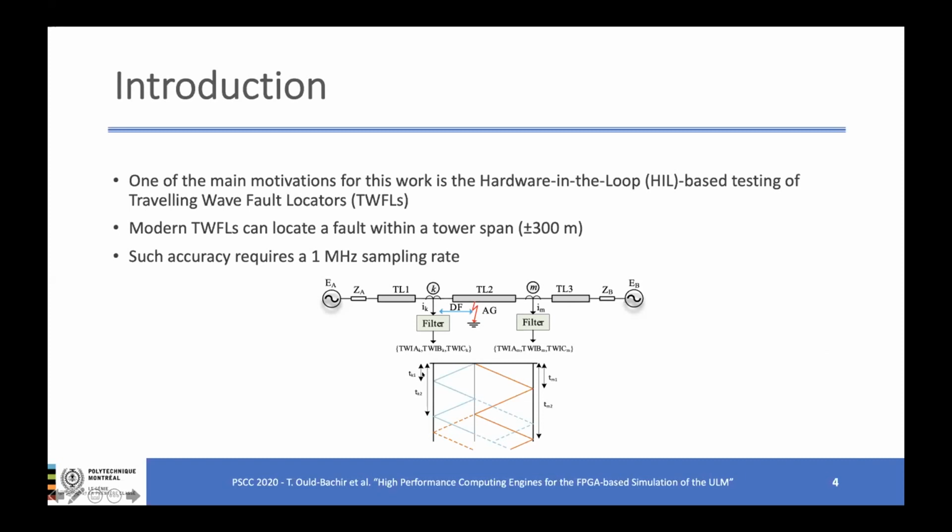I don't know if you see my mouse where I'm pointing to. Yes. Okay, very good. So this is TK1 and TM1. If we compare the arrival time of the wavefront on both ends, we can determine the location of the fault. This is called the double-ended fault location. The other approach is to compare the time arrival on a single side and deduce the location. The accuracy is achieved by sampling the signals, the voltages and the currents at a 1 megahertz sampling rate.